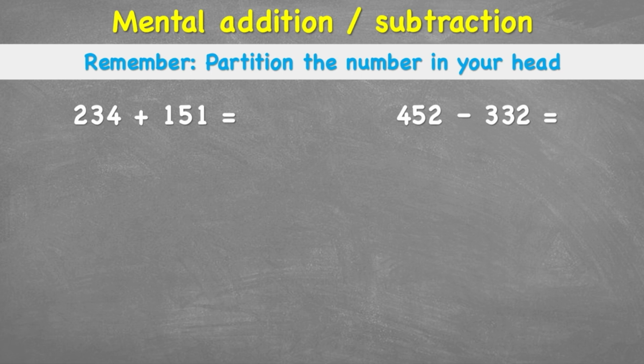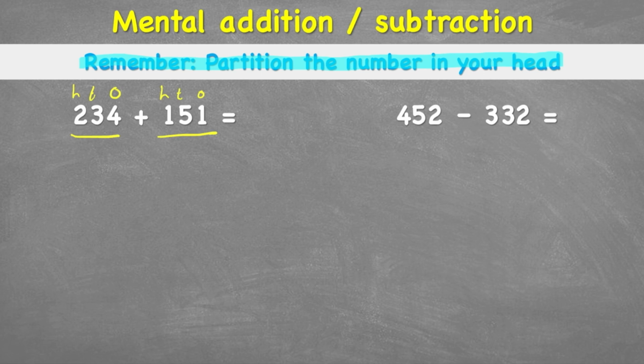Okay, so one thing to remember, when we are using mental methods, we want to partition the number in our head. So what does that mean? Well, it means breaking our numbers down into their ones, tens, hundreds, and whatever else they might have. So looking at this first example, the addition, we have the number 234, which is made up of 4 ones, 3 tens, and 2 hundreds. And we have 151, which is 1 one, 5 tens, and 100.